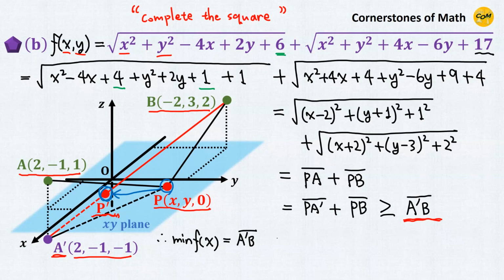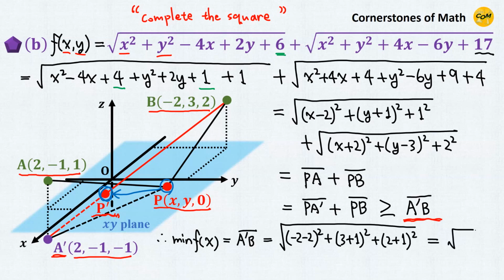Therefore, the minimum value is, again, the length of A prime B, which is, for the x coordinate, we have (minus 2) squared. For the y coordinate, we have (3 plus 1) squared. And for the z coordinate, we have (2 plus 1) squared, which gives square root of 41.